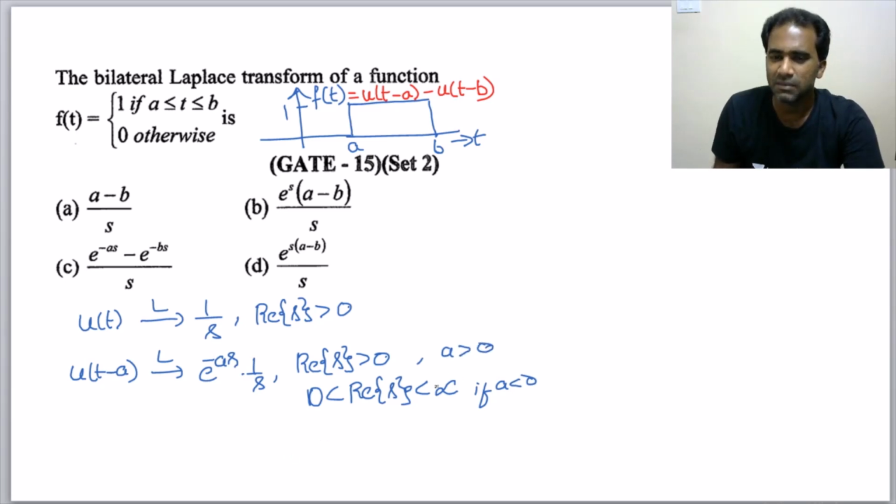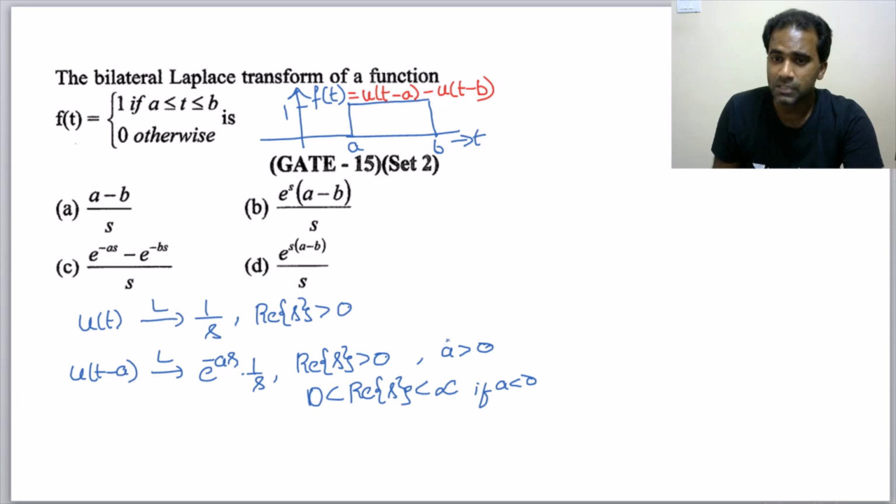We are excluding infinity. I hope you are understanding why we are excluding infinity from the ROC. ROC means what? The region of the values of real part of s for which the Laplace transform converges or takes finite values. So if A is negative, negative into negative is positive. If you put s equal to infinity, the Laplace transform becomes infinity. It is not converging for s equal to infinity. That's why we are removing s equal to infinity from the ROC.